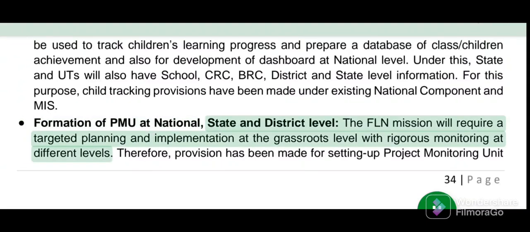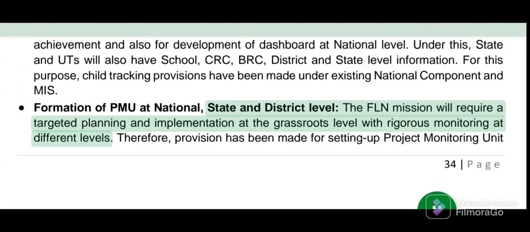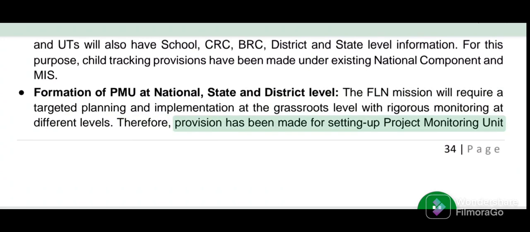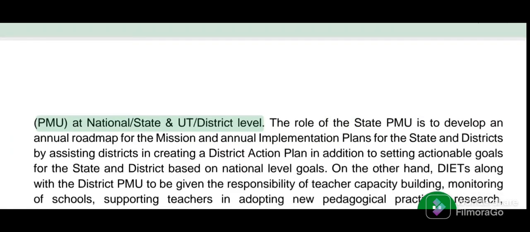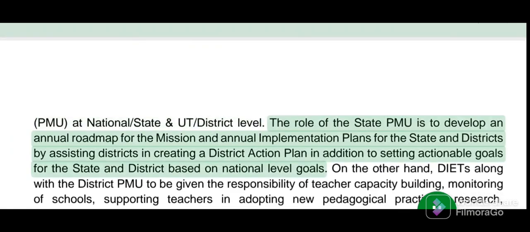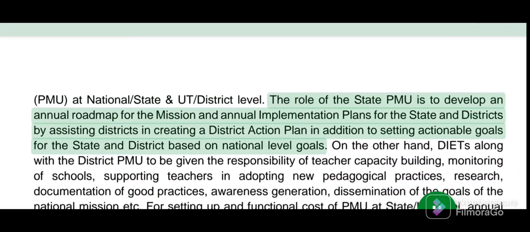Formation of PMU at national, state and district level. The FLN mission will require targeted planning and implementation at the grassroots level with rigorous monitoring at different levels. Therefore, provision has been made for setting up Project Monitoring Unit (PMU) at national, state/UT and district level. The role of the state PMU is to develop an annual roadmap for the mission and annual implementation plans for the state and districts by assisting districts in creating a district action plan, in addition to setting actionable goals for the state and district based on national level goals.